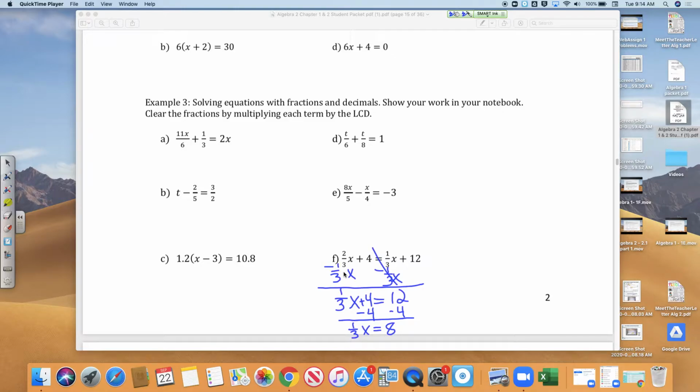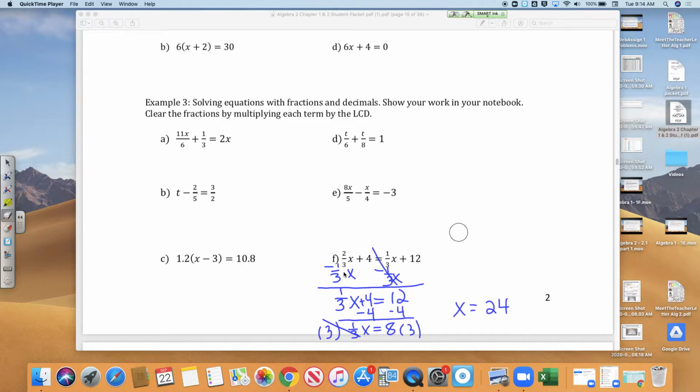And then the last thing I can do is either divide both sides by 1/3, since that's multiplication, or I can multiply by the reciprocal, which will cancel out 1/3 to make it the coefficient 1. So you can also just multiply by 3. And that cancels these out, and I'm left with x equals 24 for this last example.